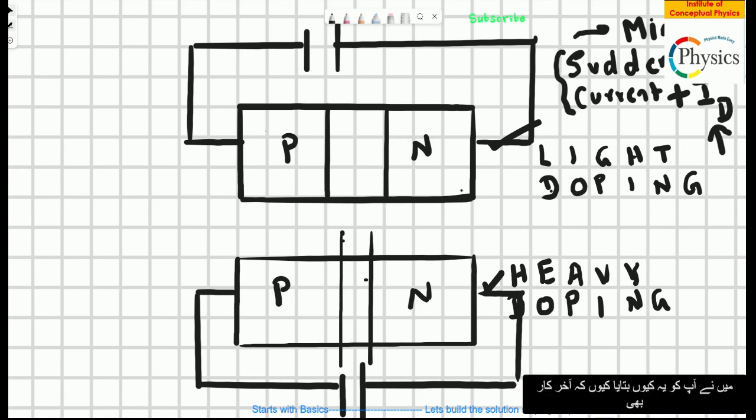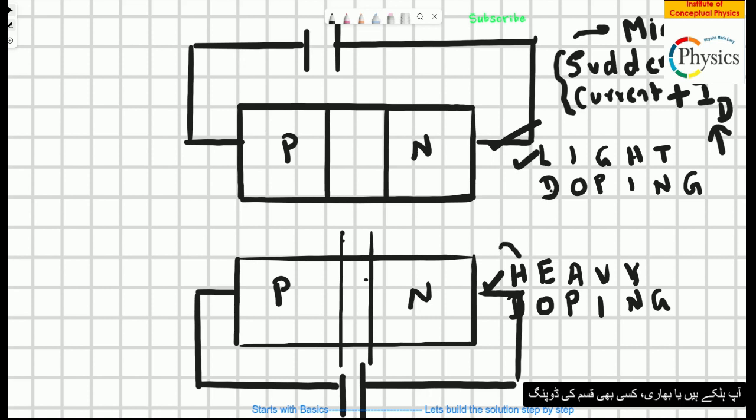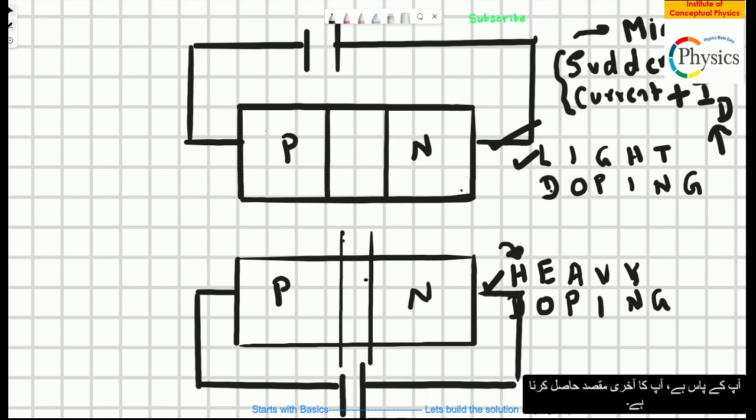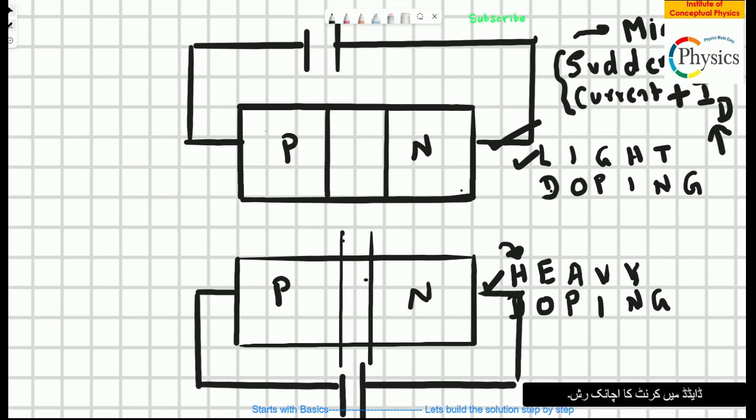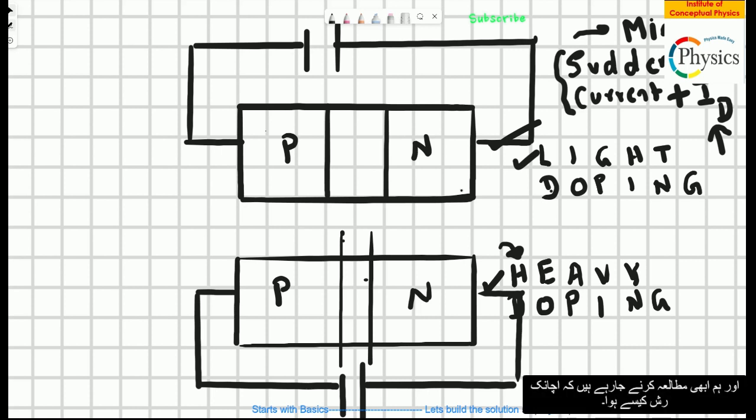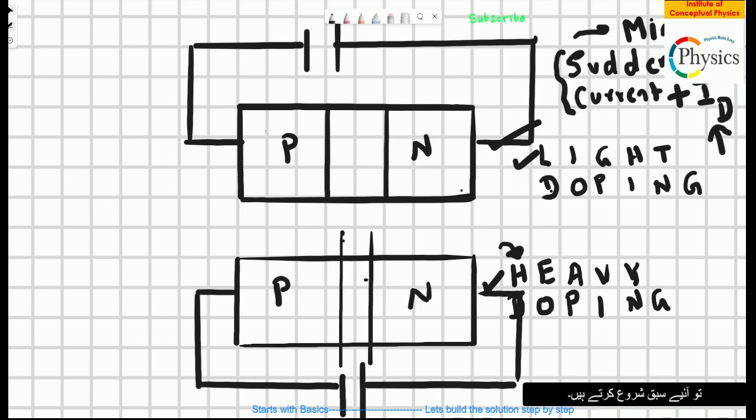Why did I tell you this? Because finally, whether you are lightly or heavily doped, whatever type of doping you have, your final goal is to have the sudden rush of current in the diode. And we are going to study now how the sudden rush of current is attained in the case of light doping versus how it is attained in the case of heavy doping. So let's start the lesson.